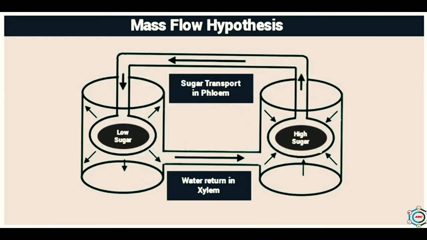Here you can see the mass flow hypothesis, which is described by Munch. The mass flow or the pressure flow theory was first proposed by Munch in 1930 and later elaborated by Crafts in 1938 and others. The Munch hypothesis postulates the movement of protoplasm and mass along a turgor pressure gradient induced by a maintained gradient of the water potential. The mass flow of the organic solutes takes place from the site of higher concentration to the site of lower concentration.